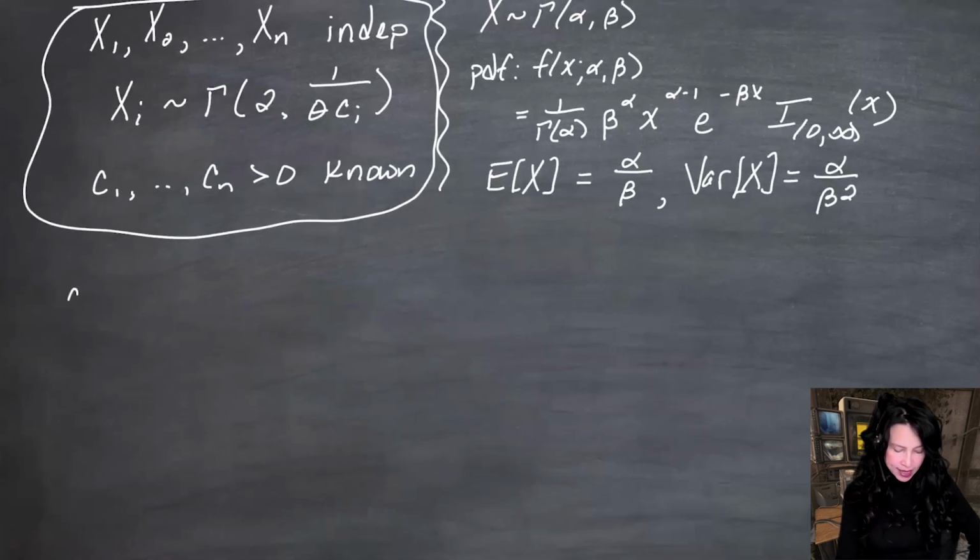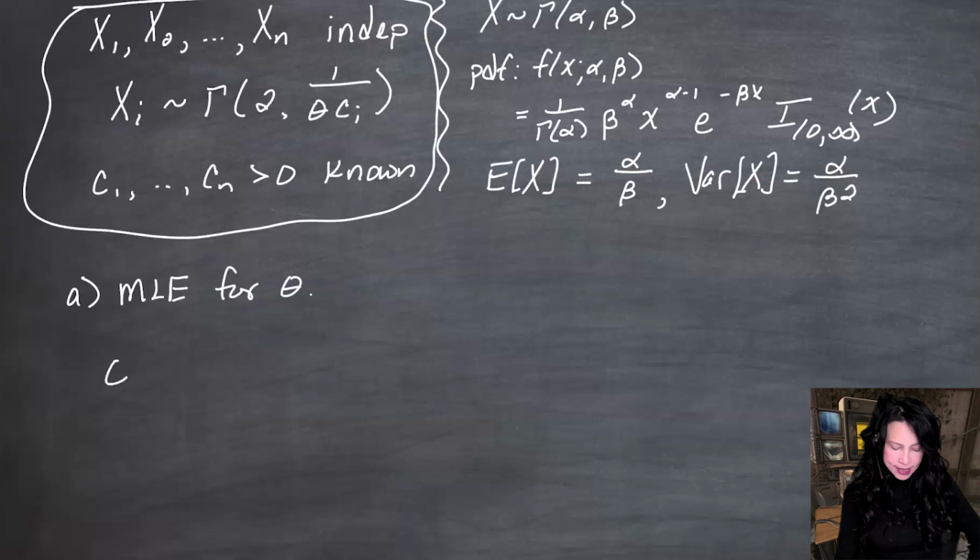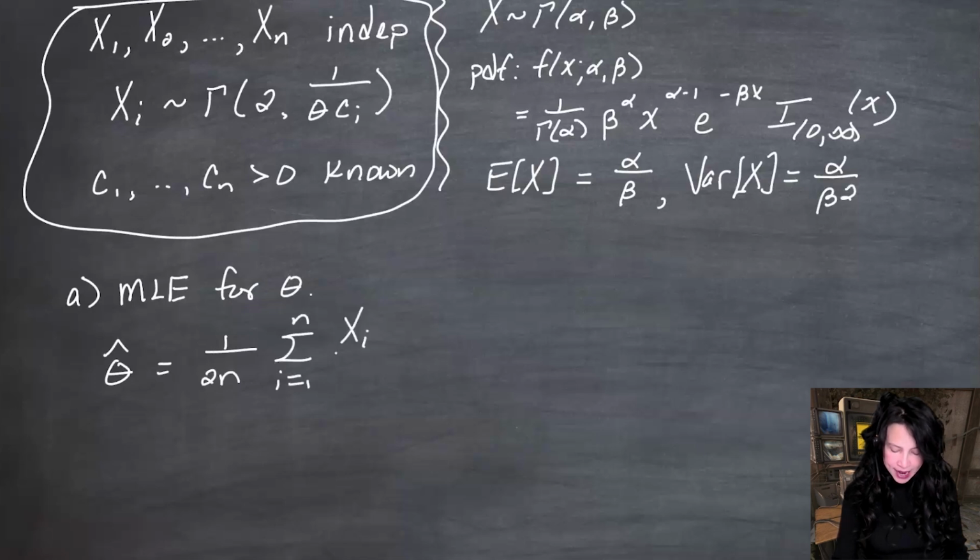So this was our setup, and we had several parts to a problem. In part A, we wanted to find the maximum likelihood estimator for theta. We did. I'm calling it theta hat. You might use a sub n if you want to stress that dependence on n. But we found last time this was 1 over 2n times the sum as i goes from 1 to n of capital Xi over Ci.